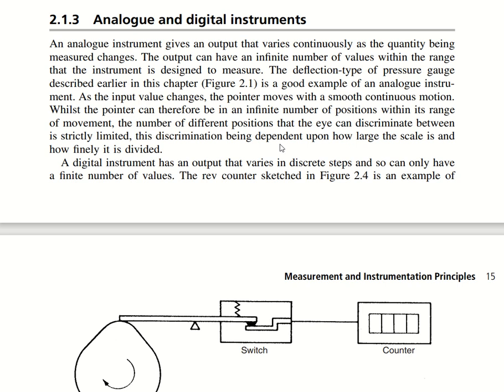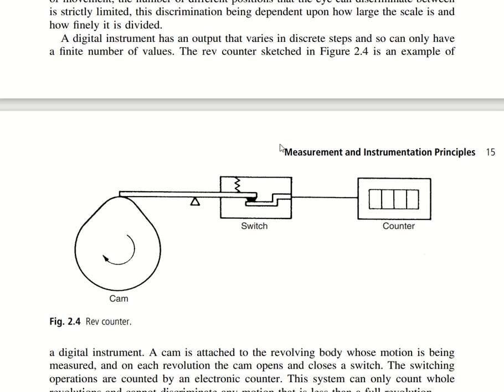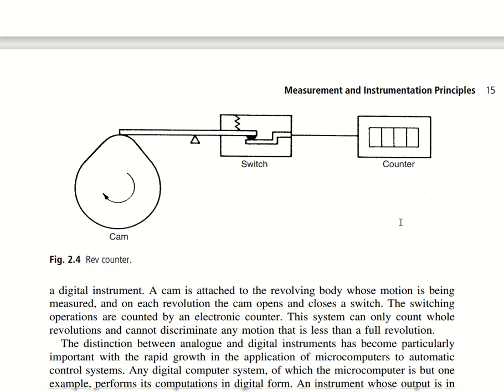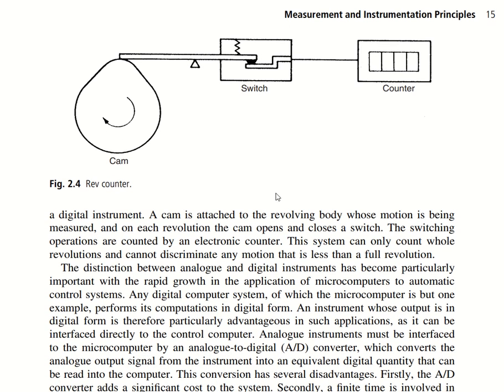The rev counter, which is shown here, is a fine example of a digital instrument. Here we have the counter. A cam is attached to the revolving body whose motion is being measured, and on each revolution the cam opens and closes a switch. The switching operations are counted by electronic counters, and this system can only count whole revolutions and cannot discriminate any motion that is less than a full revolution.